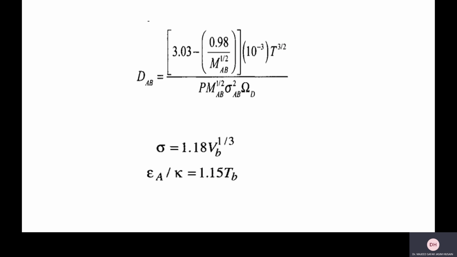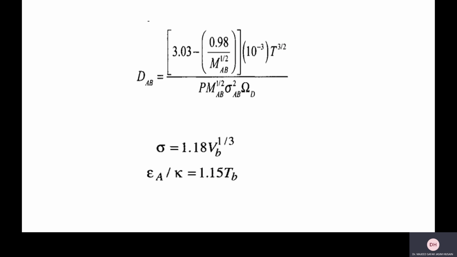Then again, multiply by the molecular weight MAB to the power half, multiply by the sigma, but it's not sigma A alone, or sigma B alone, it's sigma AB to the power 2. And the last thing is the omega D. So you have to find each one of them separately, then you have to put them in the equation and you find the diffusivity of AB. So that's the whole thing.